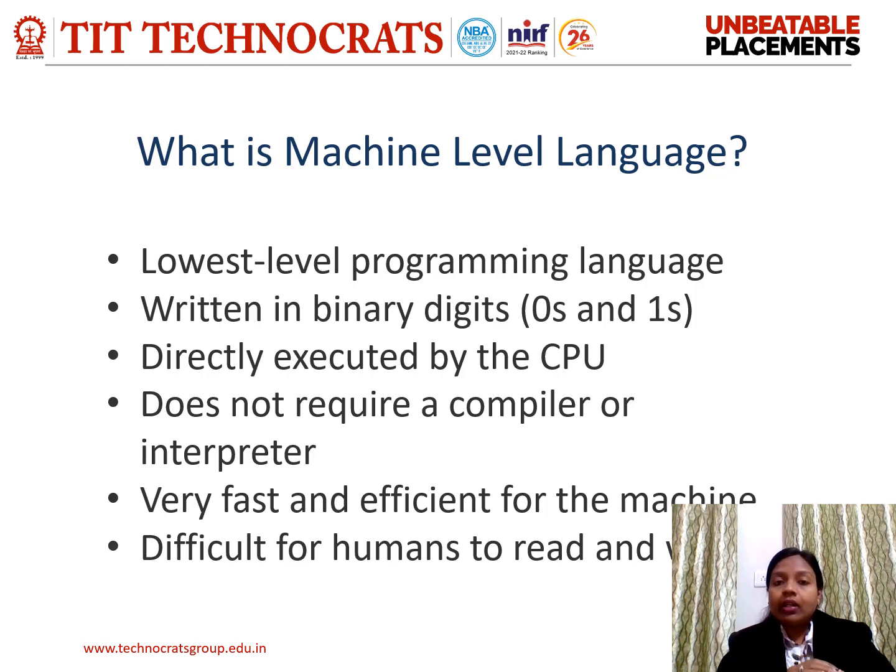It does not require a compiler or interpreter. Very fast and efficient for the machine. What does it mean? Because it does not need a compiler or a translator, it is very fast and efficient. Last point: difficult for humans to read and write. For humans it is very difficult. We cannot write code in zeros and ones.